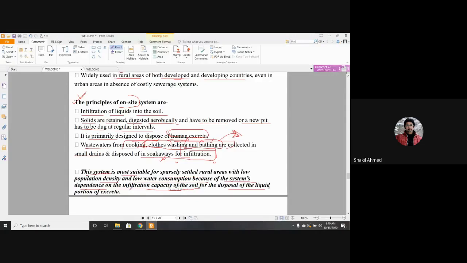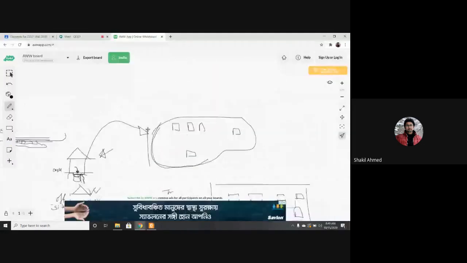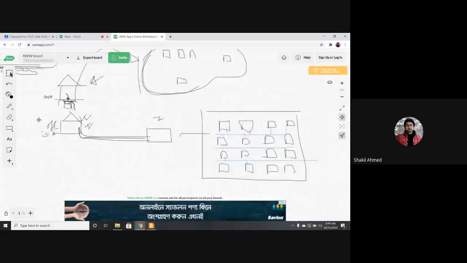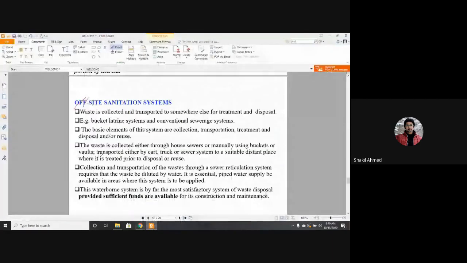Off-site sanitation system, which one is this one? This one is the off-site sanitation system. In Dhaka city, in the majority of cases we see this sanitary sewer system, the off-site sanitary sewer system.